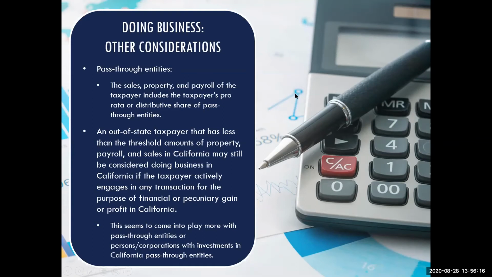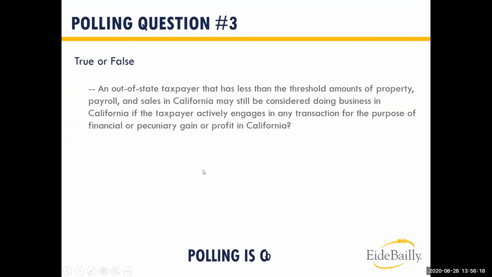But with that, we'll get to polling question number 3. So true or false, an out-of-state taxpayer that has less than the threshold amounts of property, payroll, and sales in California may still be considered doing business in California if the taxpayer actively engages in any transaction for the purpose of financial gain or profit in California. All right, looks like voting has stopped, and we are at 89% that say true.